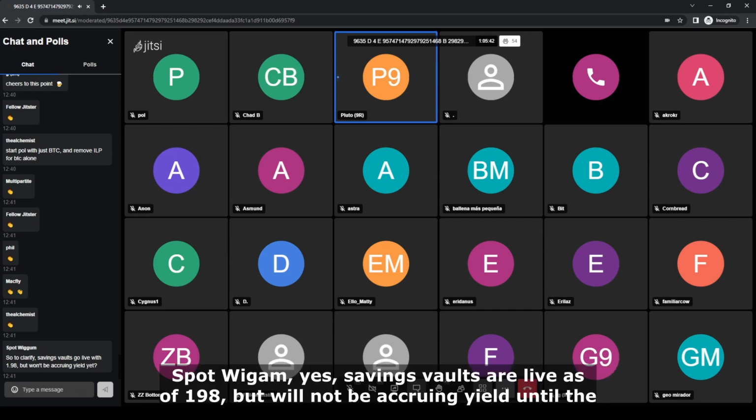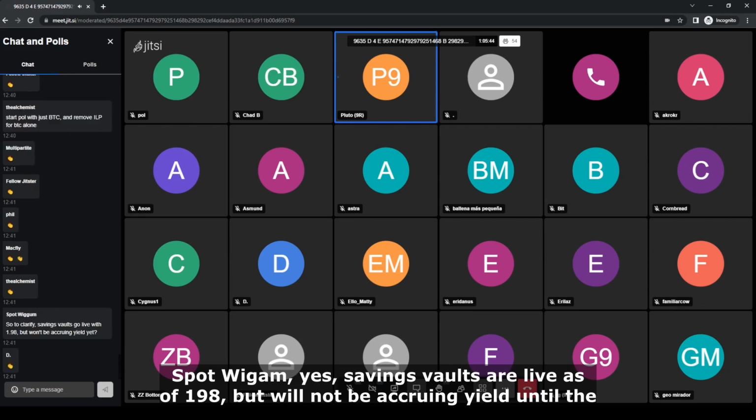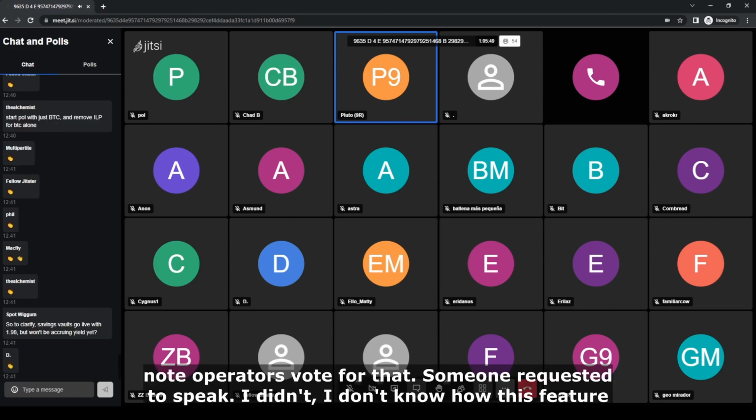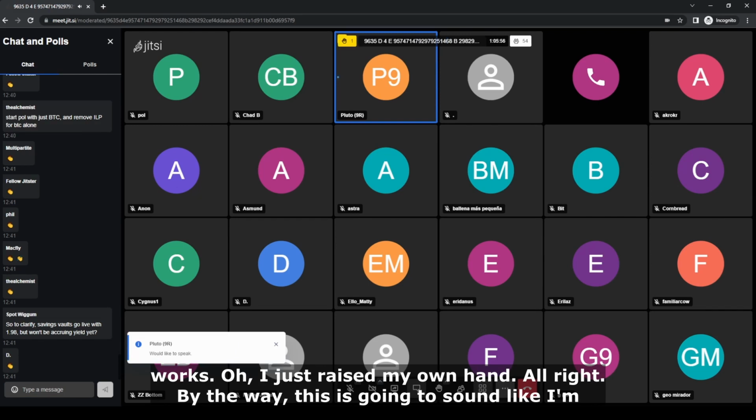Spot Wig'em, yes, savings vaults are live as of 198, but will not be accruing yield until the node operators vote for that. Someone requested to speak. I don't know how this feature works. Oh, I just raised my own hand.